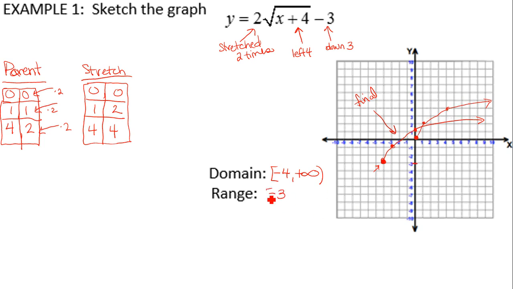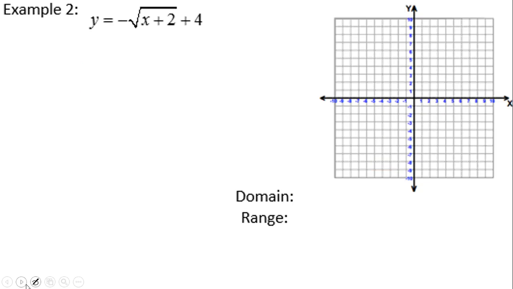So -3 to positive infinity. Or you can say x is greater than or equal to -4, y is greater than or equal to -3. Okay, that's how we use the clues within there to change the parent function to find our new location. Let's take a look at another example.